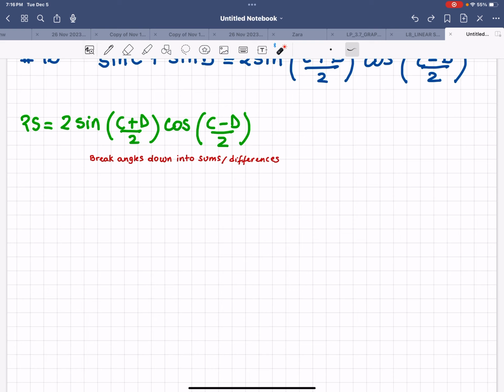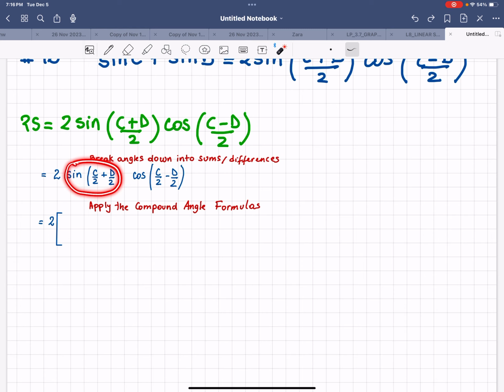So we'll write 2 times sine of (C over 2 plus D over 2), and then multiplied by cosine of (C over 2 minus D over 2). So next, we'll apply the compound angle formulas for each part of the expression, and we'll get the number 2 outside because 2 is a factor. We're going to get the sum of two terms in here and the sum of two other terms in here based on the formulas, and that's why we're going to need to keep 2 out, and we need big brackets here.